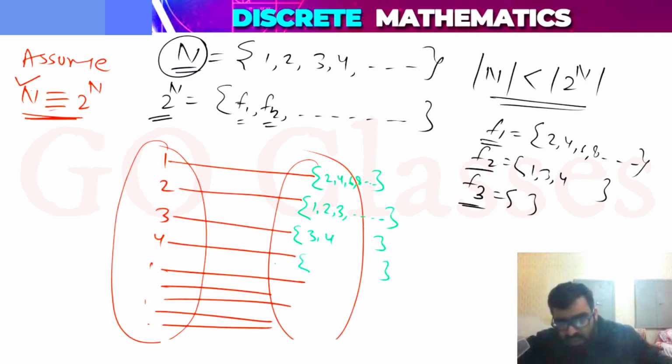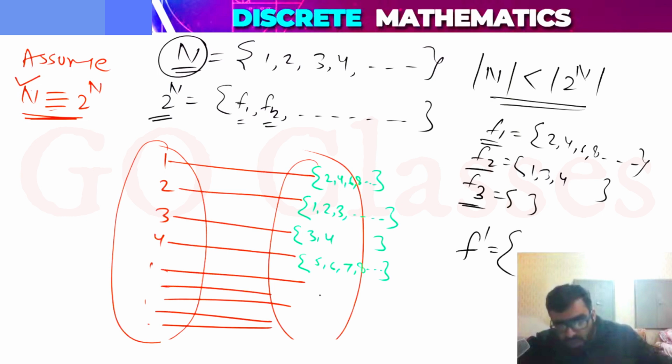I don't know to which element this 4 is mapping, but let me map it to maybe 5, 6, 7, 8 and so on, like this. You can see what I'm doing, because I don't know to which elements they are mapping. What is this bijection? What is this one-to-one correspondence? I don't know. So I'm just taking random elements.